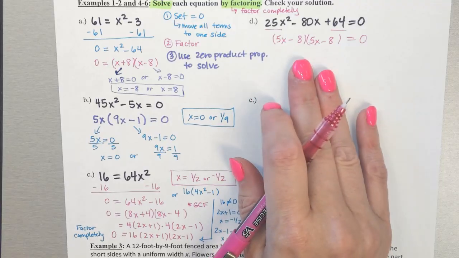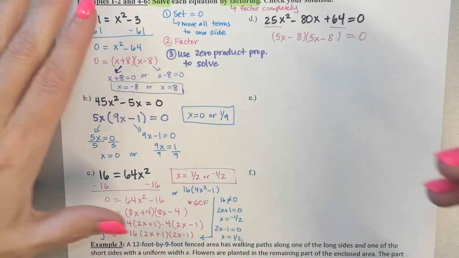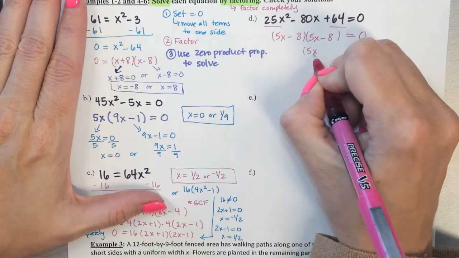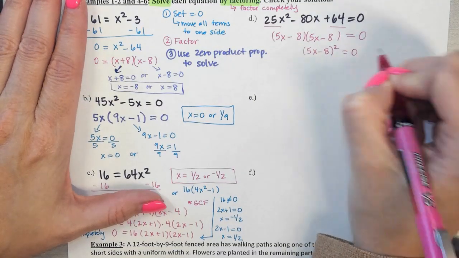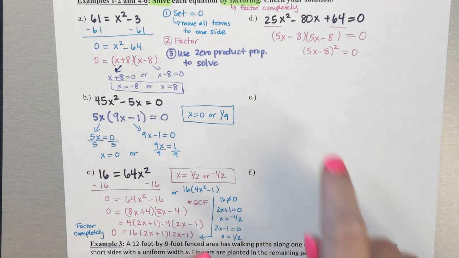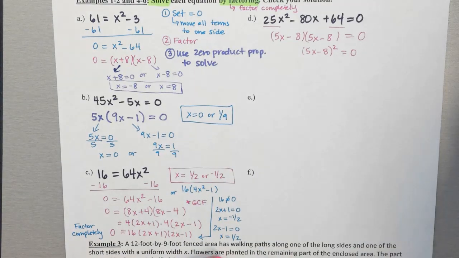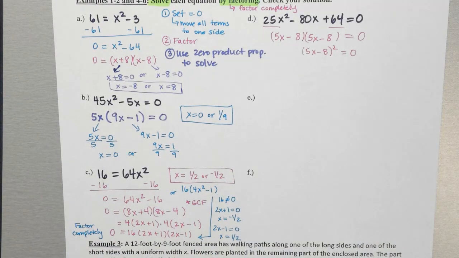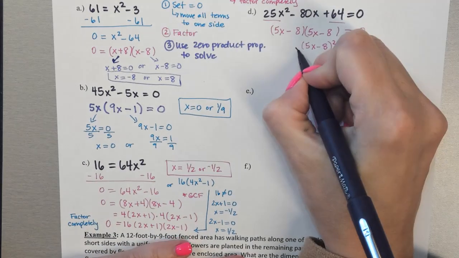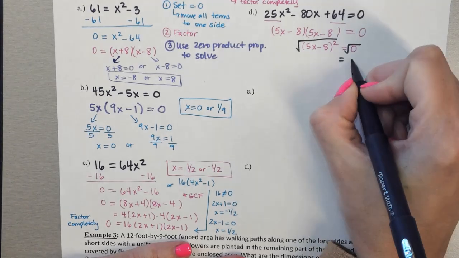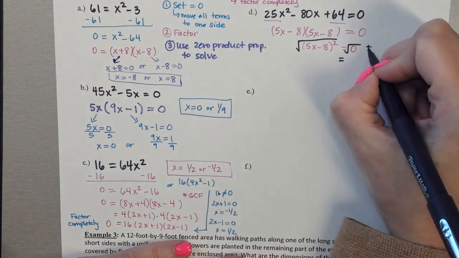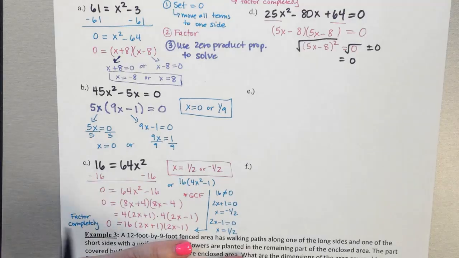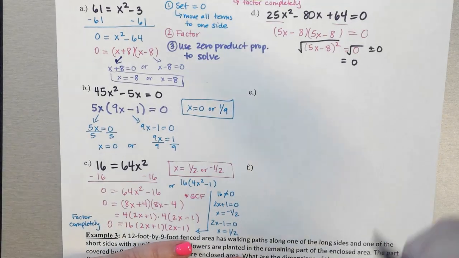You can set each one equal to 0 and solve, or this is a skill that we're going to be working on as well. When you have 5x minus 8 squared, you're going to take the square root of both sides. And when you take the square root of both sides, we do the plus or minus, but if you have plus or minus 0, 0 is not positive or negative. So you're just going to leave it.